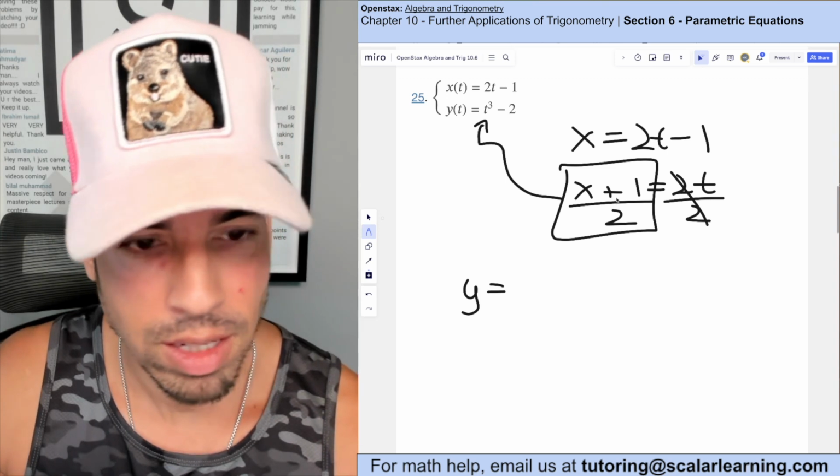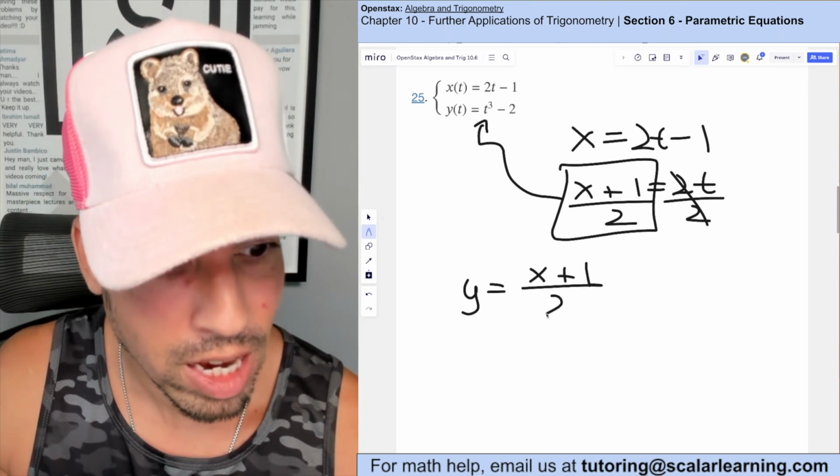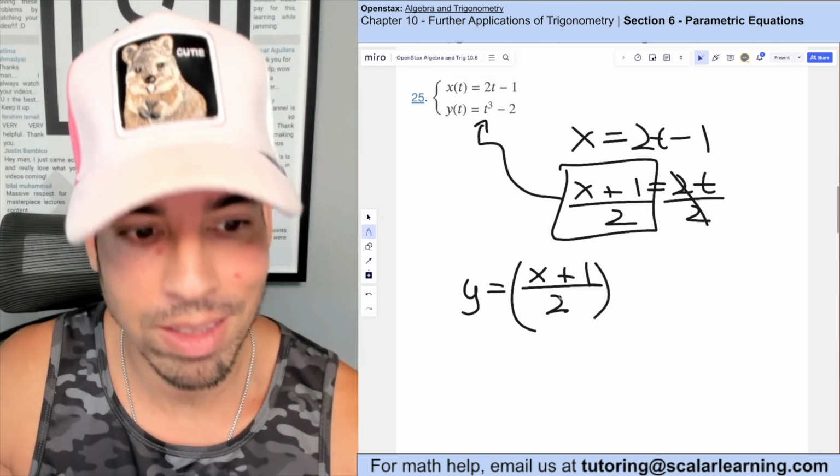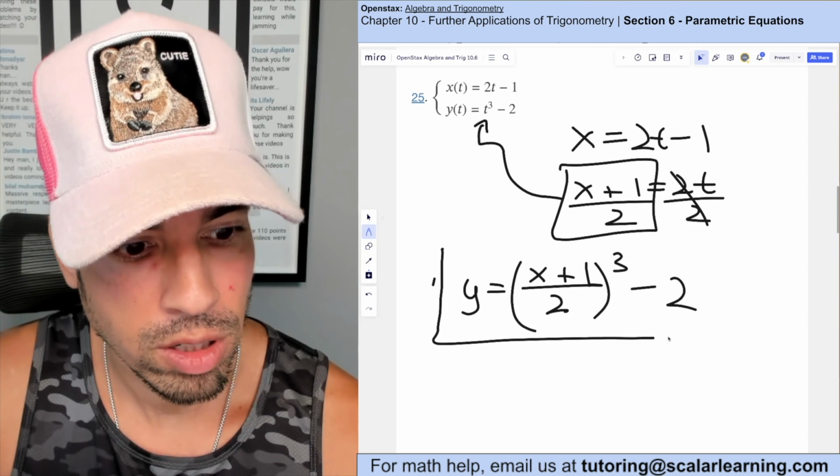Now let's plug and chug into the second equation. So y equals this value, which equals t, so I'm going to slide it in for t, x plus 1 over 2. T was cubed, so now this expression is cubed minus 2. And that is how you do it.